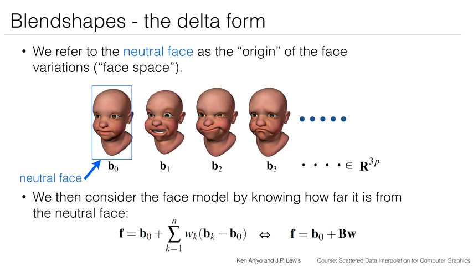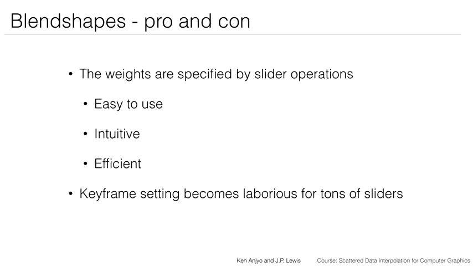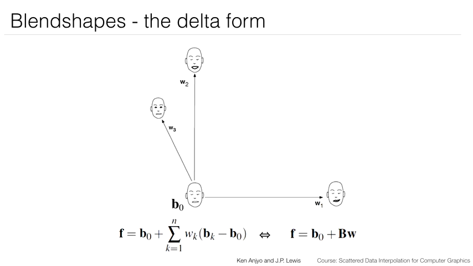Then we have a slightly different expression of the face model using a different large B. The big matrix denoted by B has in each column the difference bk minus b0, where k ranges over the number of target shapes. This can be understood in this way: in an abstract sense, we take the neutral face at the origin, and we have different faces by changing the weights.